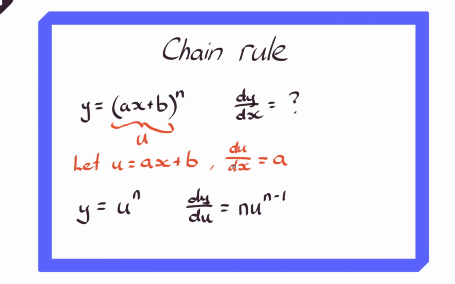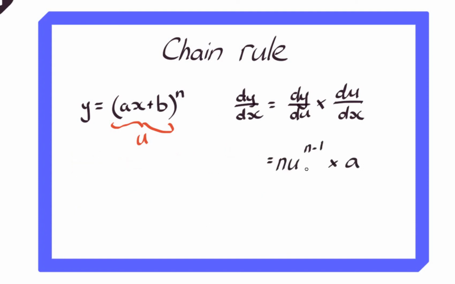And now we can do a cool little trick where we can combine du/dx and dy/du. If we treat them just like fractions, we can say that dy/dx is equal to dy/du times du/dx. Because notice that the du's just cancel, right? So this is equivalent. So all we have to do is take dy/du, which we have here, and multiply it by du/dx.